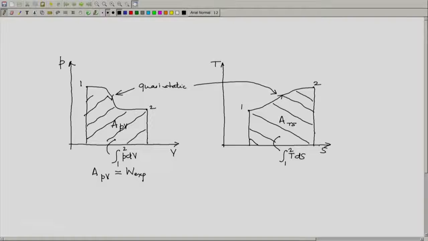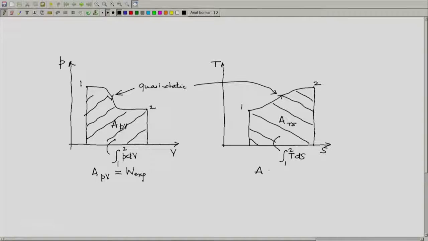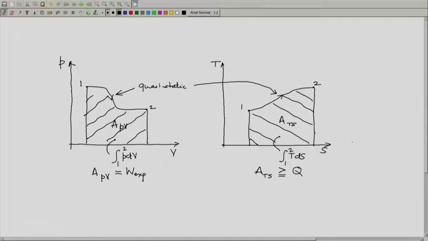What does the second law say about this? The second law tells us that dS must be greater than or equal to dq by T, and hence T dS must be greater than or equal to dq, and hence the area under this curve ATS is greater than or equal to the heat transferred to the system during this process. So, one area represents the expansion work, the other area does not directly represent the heat transfer, but it can be greater than or at most equal to the heat absorbed by the system.